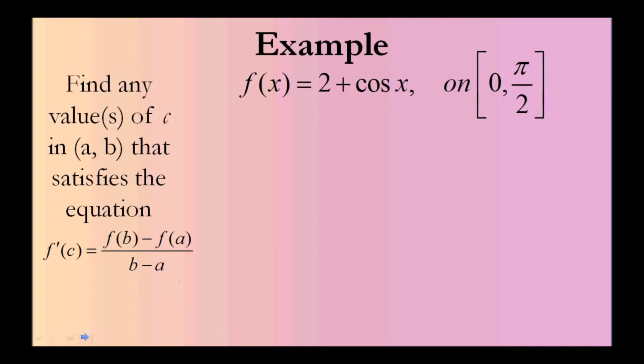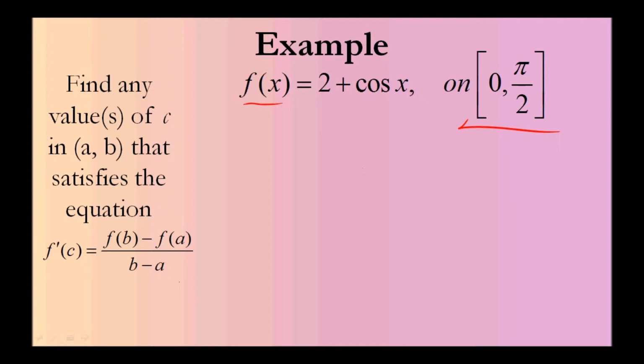An example: find any value or values of c in a to b that satisfies the equation f prime of c is equal to f of b minus f of a divided by b minus a. So our function f of x is equal to 2 plus cosine of x on the closed interval 0 to pi over 2.